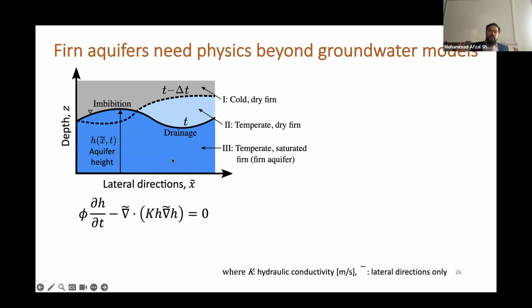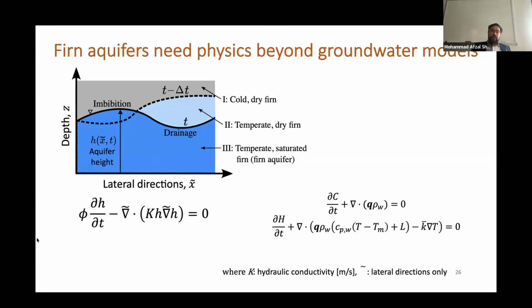All conventional models use this terrestrial groundwater equation for modeling firn aquifers. But the problem with this is, if you've been paying attention, this equation is derived from liquid water conservation. But liquid water is not conserved if there is phase change. So we went back to hydrofirn model equations. This is the same equation I showed previously.